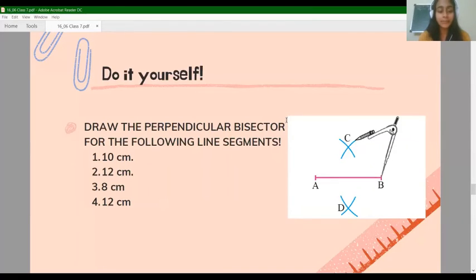After you're done with that, please do these following sums. Number 1, 2 and 3. Draw lines of 10 centimeter, 12 centimeter and 8 centimeter, and bisect them with the help of a compass. Okay, and measure it in the end.